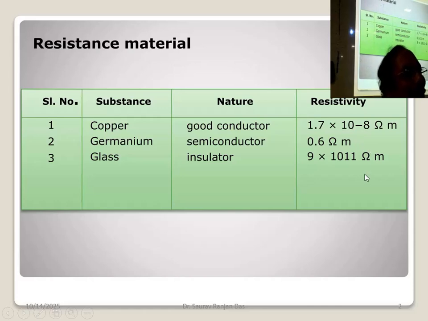It is 10 to the power 11. So this glass material, an insulator, has resistivity 9 into 10 to the power 11. This has come down. If I take the inverse, 1 upon 10 to the power 11, so 10 to the power minus 11, it is a very, very poor conductivity. So glass is a very good insulator.